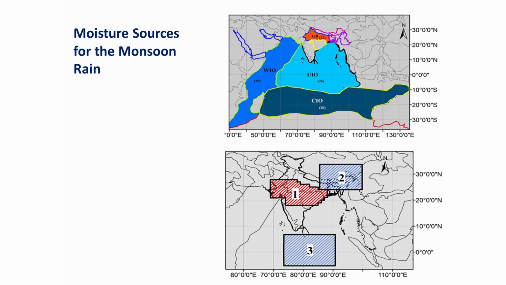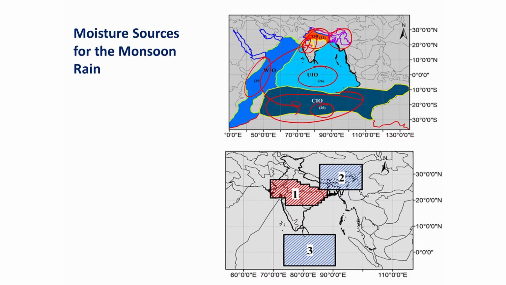Just to touch a little bit on where all the moisture comes from, you can actually take rainfall here and go back and see where that water came from. So it turns out that this so-called central Indian Ocean provides about 20% of the moisture, western Indian Ocean provides about 25%, upper Indian Ocean provides about 26%, and Ganga Basin is recycling the water and contributing about 12% to rainfall over here, for example.